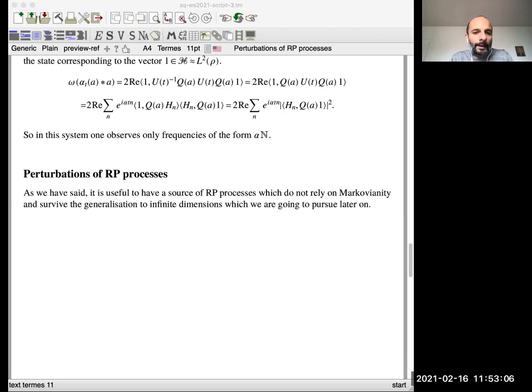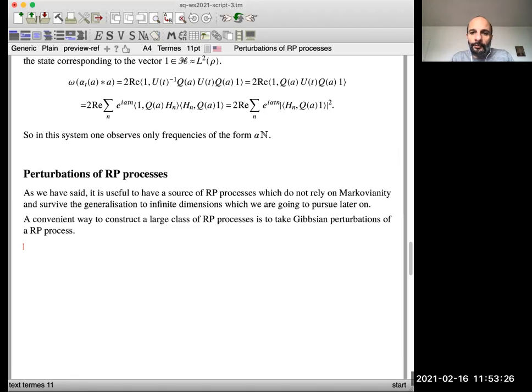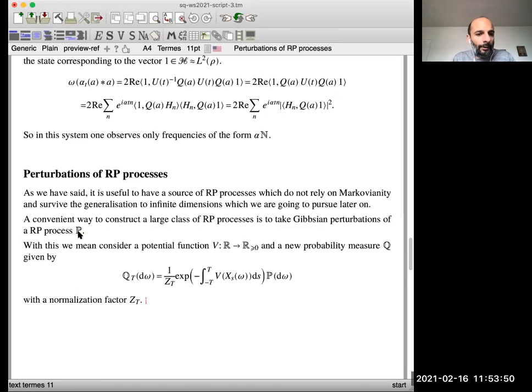Then you start to think: starting from a reflection positive process, how can I do some perturbation and get another reflection positive process, which may be more interesting? One way to do this is a Gibbs perturbation. What does it mean? Now I conflate the process with the probability. Let's say I work in the canonical space of a given process, so P is just the law of the process and there is nothing else there. Then you can construct a new process. Let us think: P is the law of an RP process.